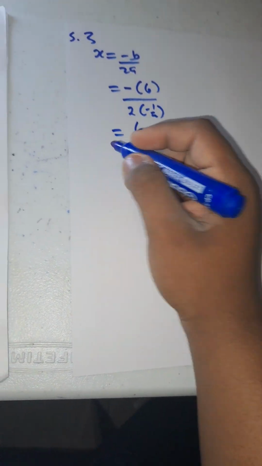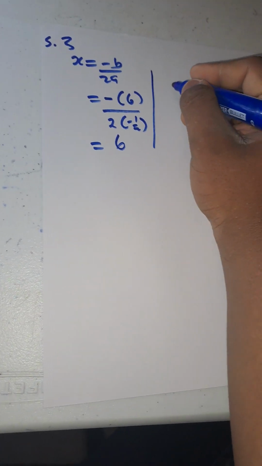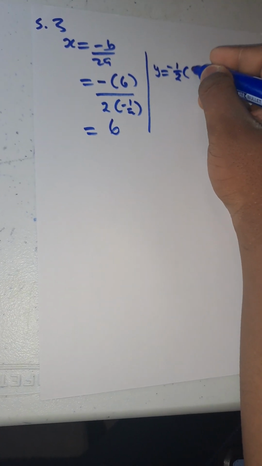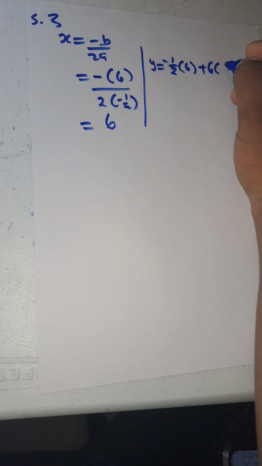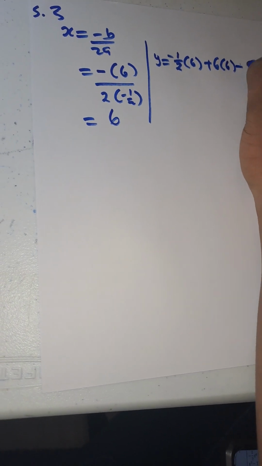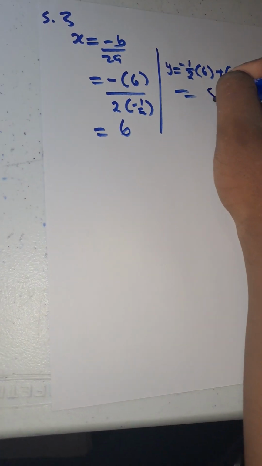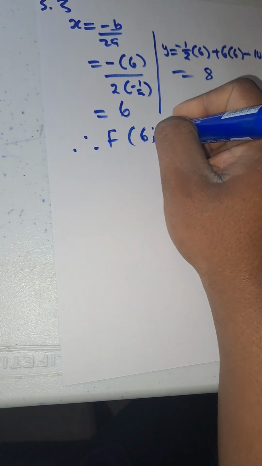And then after doing that, you take this 6 and substitute in the original equation. So y equals negative 1 over 2, where there is x, you put 6, plus 6, and then 6 again, minus 10. What are you going to get there? 8. Therefore, the coordinates for F are 6 and 8. Get your 3 marks, just imagine.